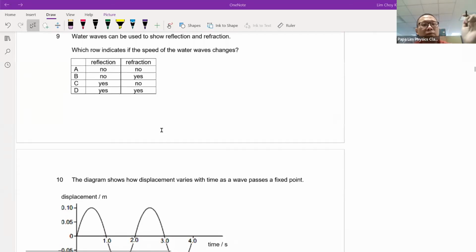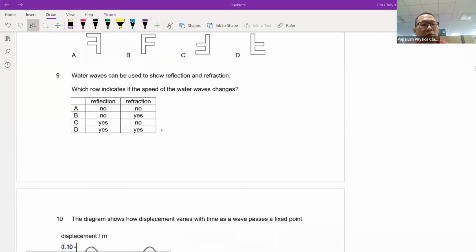Question 9, water wave. It's a transverse wave. We talk about reflection and we talk about refraction. Refraction usually occurs. What happened to the speed? What happened to the wavelength? What happened to the frequency? These are some of the questions that they usually will ask.